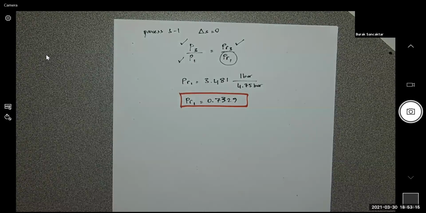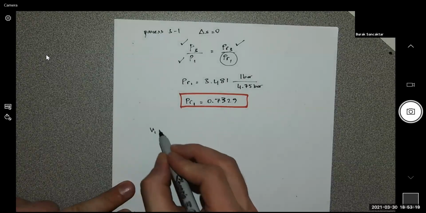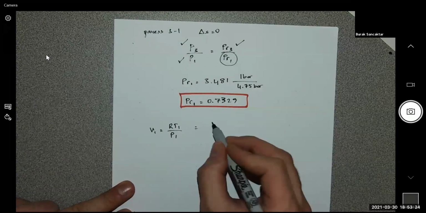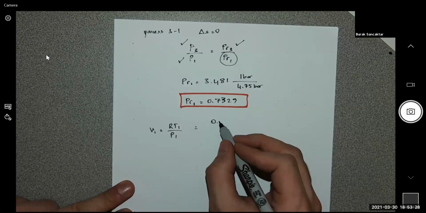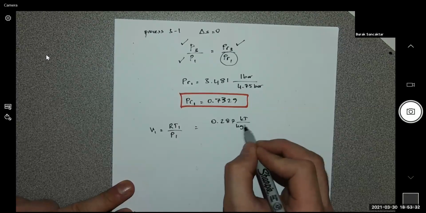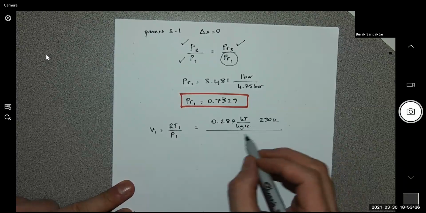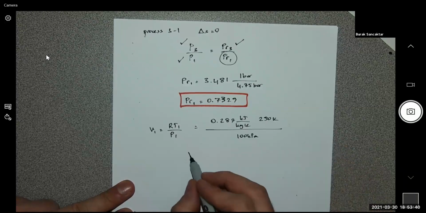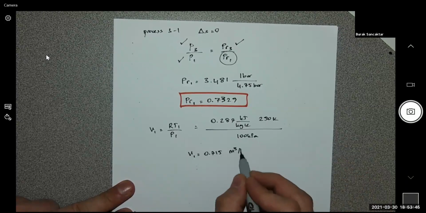Okay. But we need to calculate our specific volume at state 1. V1 equals R T1 over P1. R for air is 0.287 kilojoules per kilogram Kelvin times 250 Kelvin over P1, which is 100 kilopascal. And V1 equals 0.715 meter cubed per kilogram.